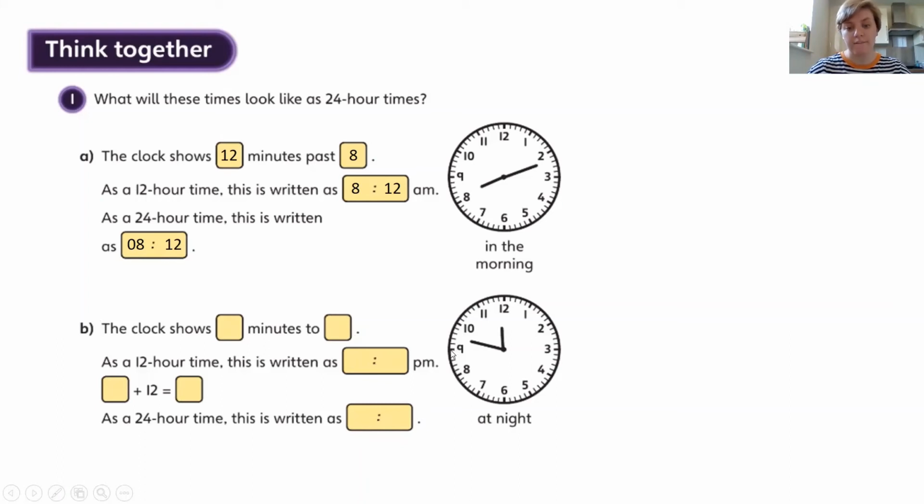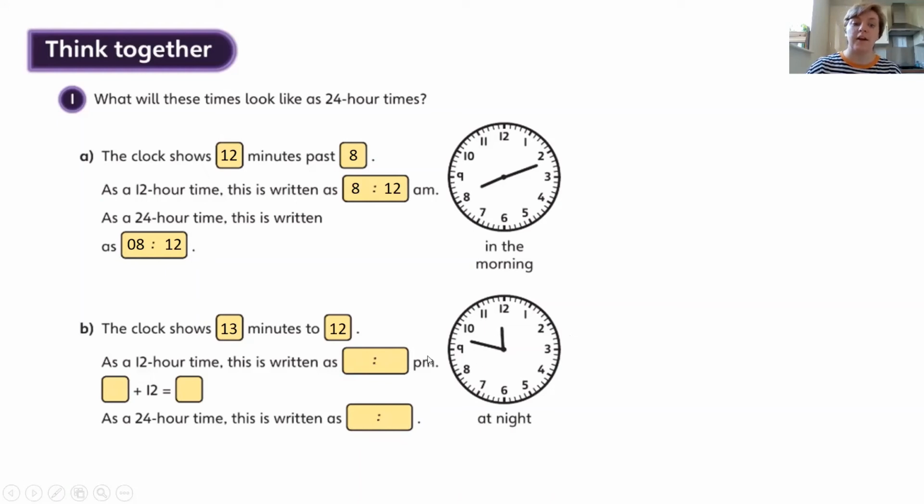Okay. Question B, the clock shows blank minutes to blank. Well, I know that's 15 minutes to, so that's 14, 13, I'd say 13 minutes until 12. 13 minutes until 12 o'clock. Now, as a 12-hour time, I might not use these minutes to, because I know that 12-hour time is always past. So, how many minutes past is this? It is 5, 10, 15, 20, 25, 30, 35, 40, 45, 46, 47. It's 47 minutes past.